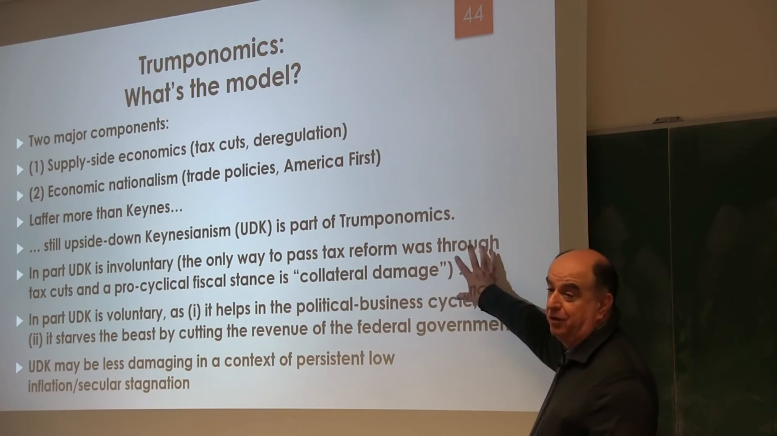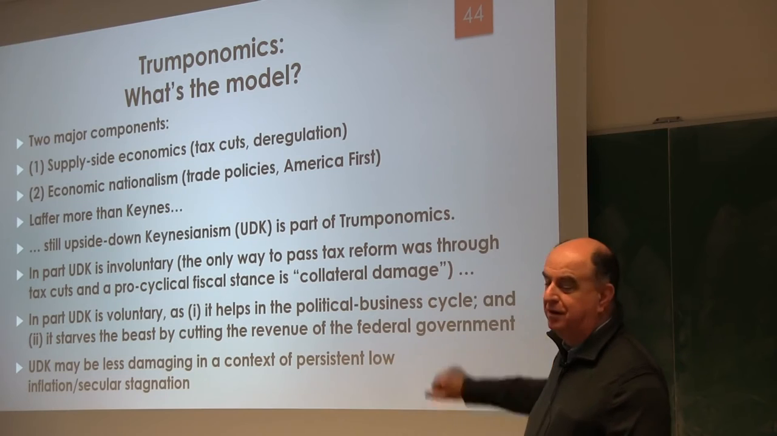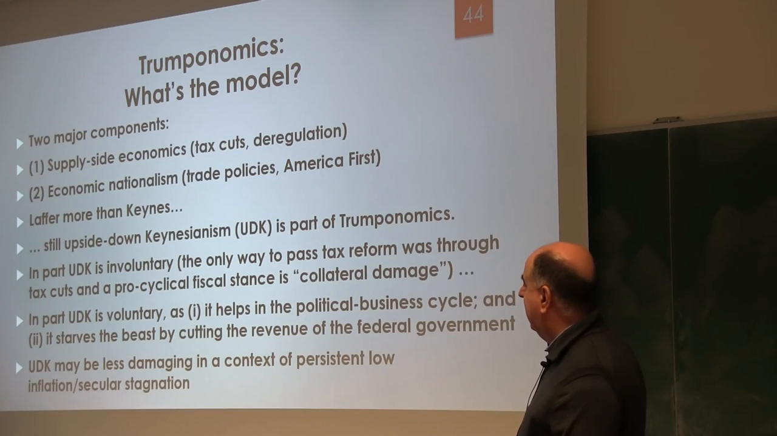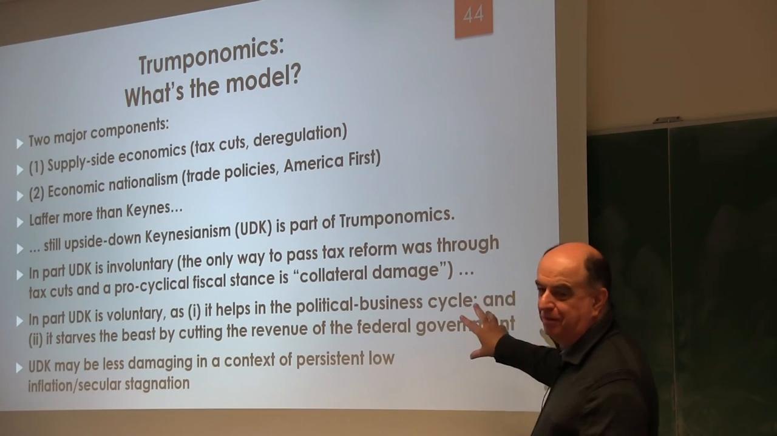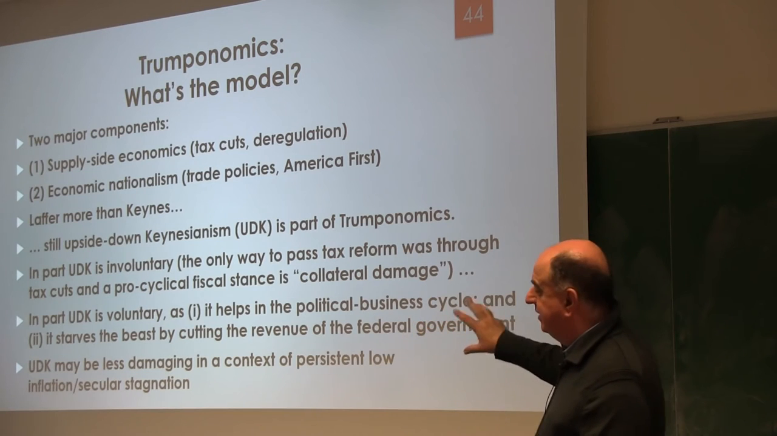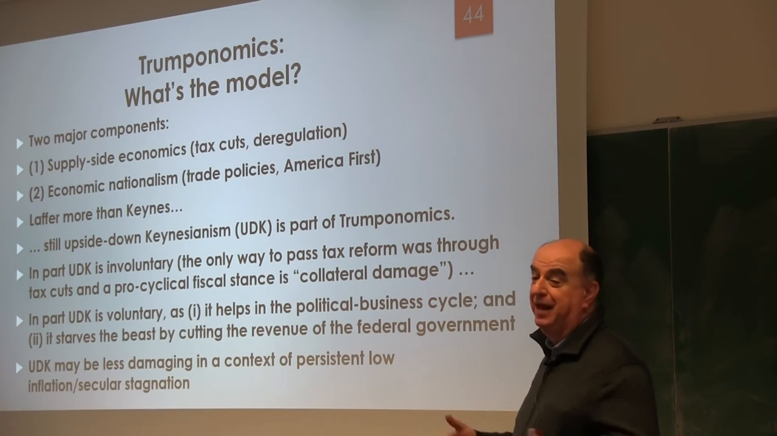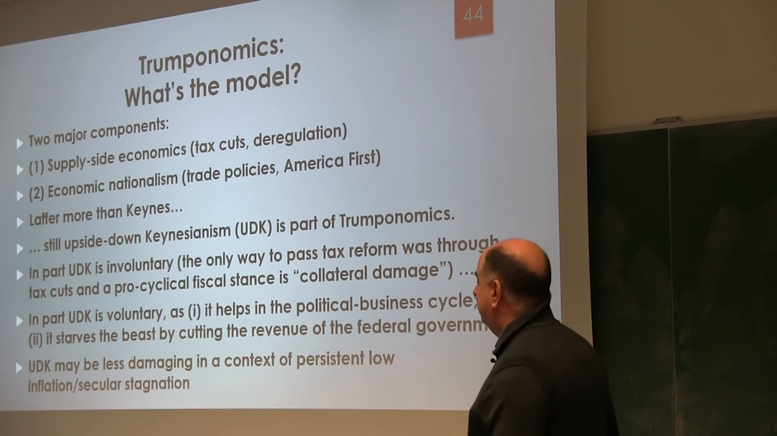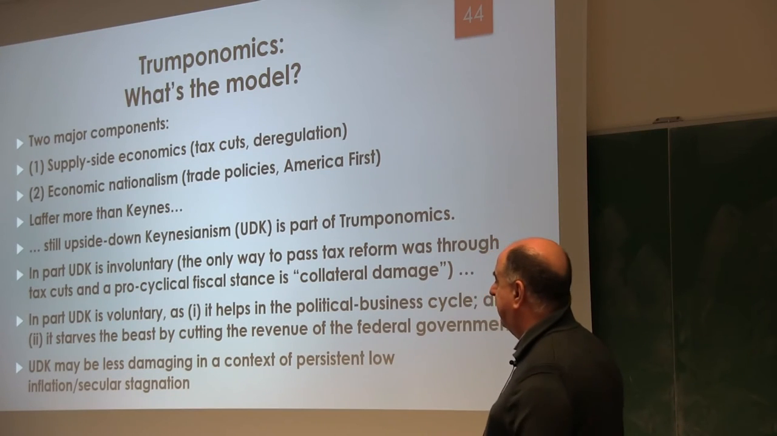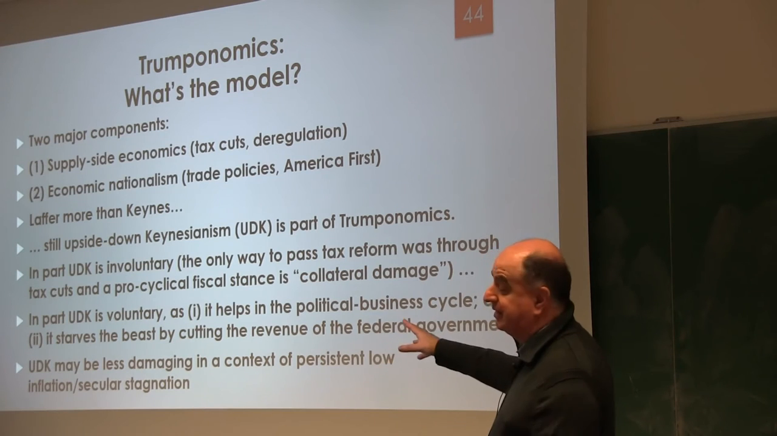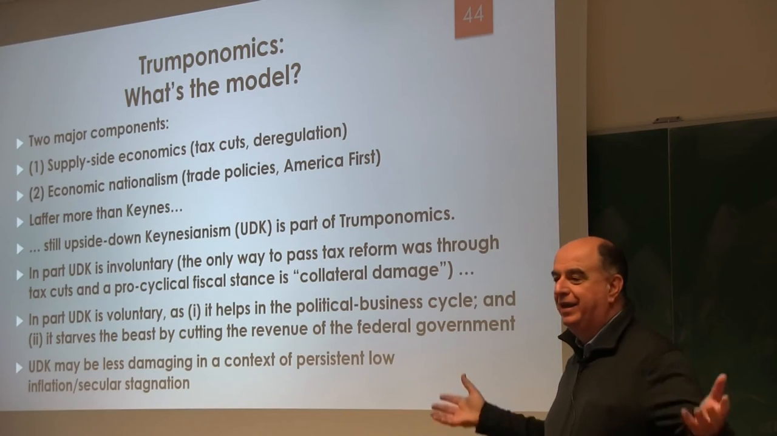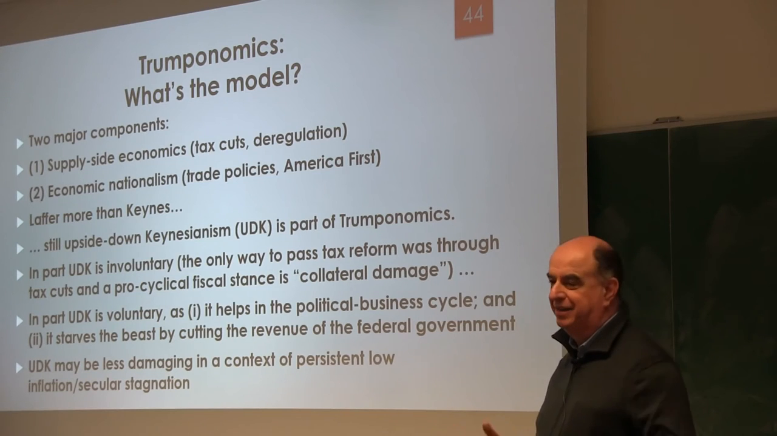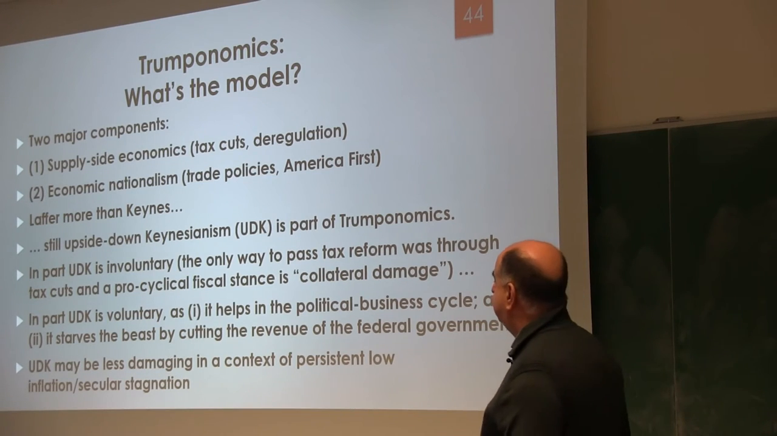This, as I say, is partly involuntary. The Republicans in Congress wanted to have a fiscally neutral tax reform. They were not able, as explained, for political economy reasons, to do that, and therefore they had to accept a pro-cyclical fiscal stance, and they consider it collateral damage. You have the opportunity, it comes once in a generation, let's take it because it's too important for us.